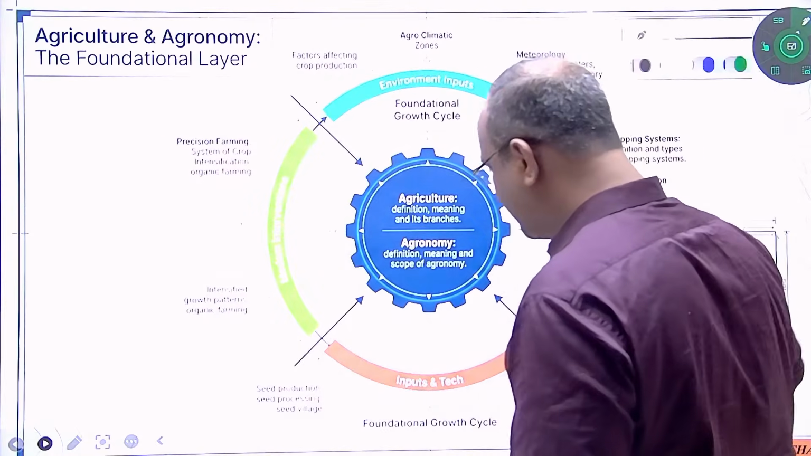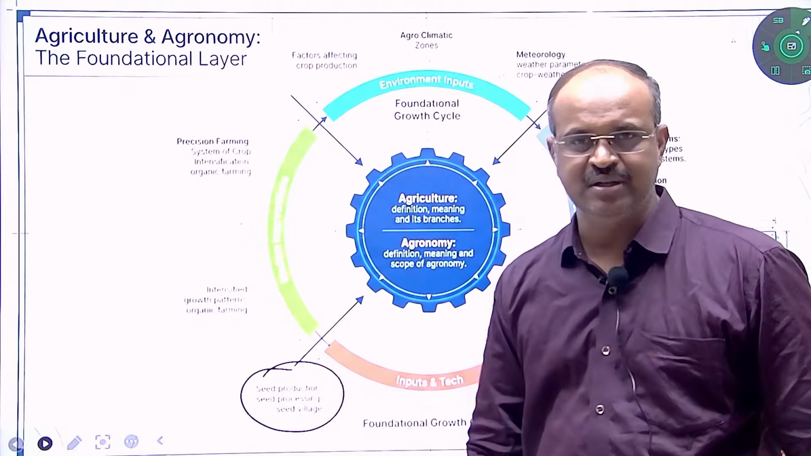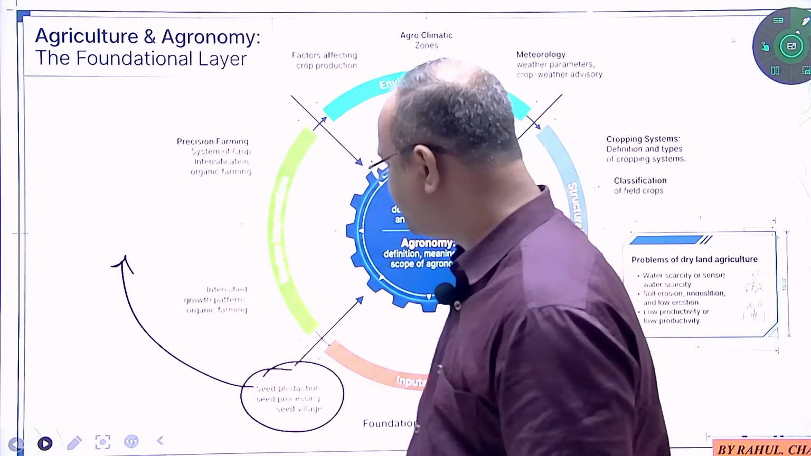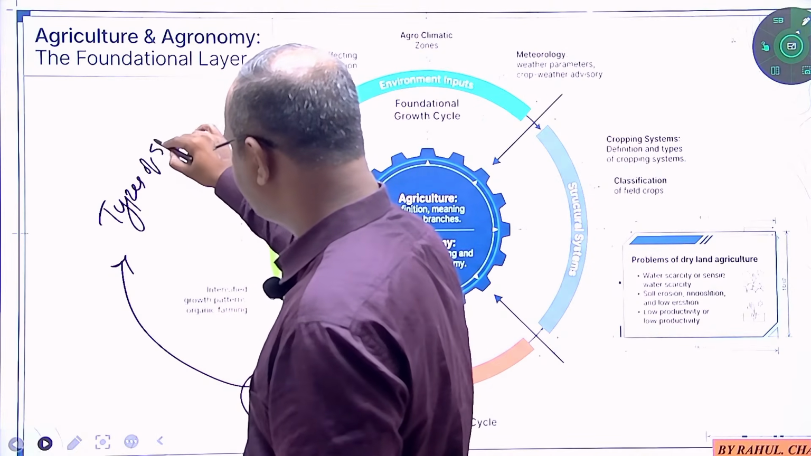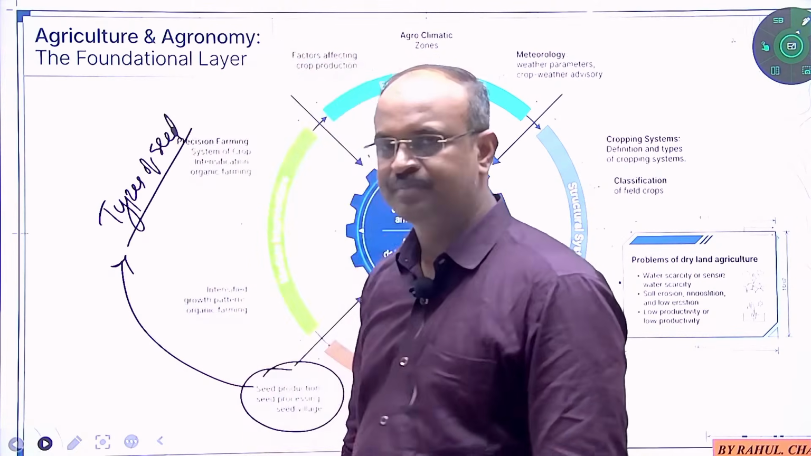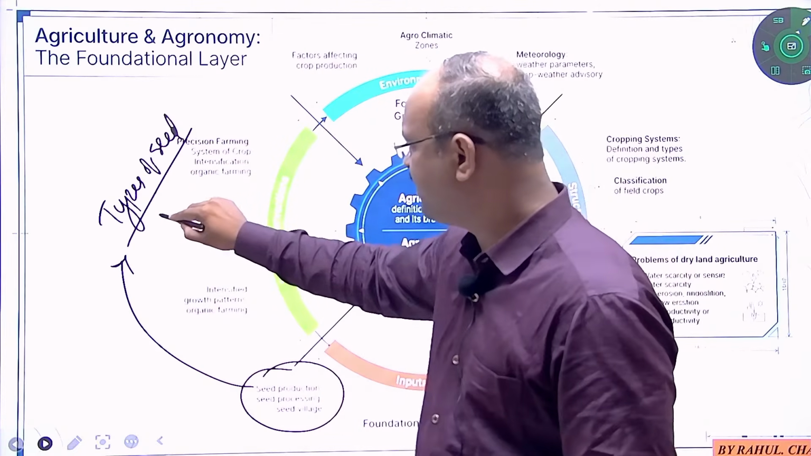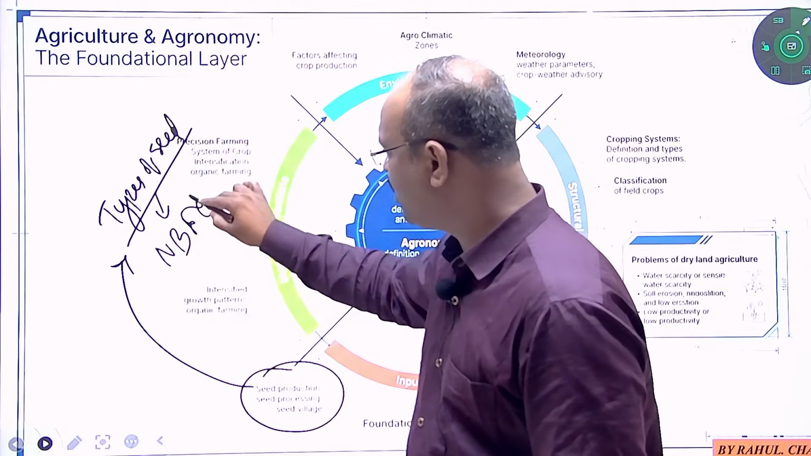Then if you go here again, what is seed production, seed processing, and the seed village? But here, NABARD will be more focusing on the types of seed. That will be in the descriptive. So you need to remember the different types of seeds, for example, nucleus seed, breeder seed, foundation seed or the certified seed.